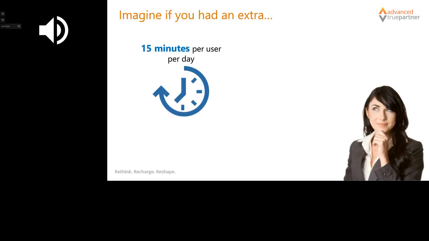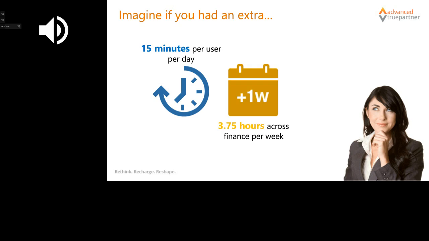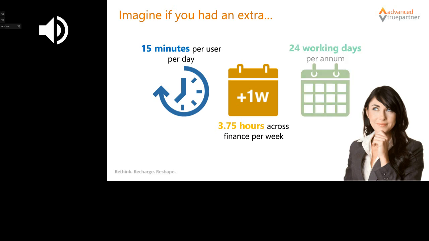So just to leave you with a little bit of food for thought before we go into a demo from Guy. Imagine if you had an extra 15 minutes per day to be able to complete tasks. That gives you an extra 3.75 hours across finance per week, which equates to 24 working days per annum. I think you'll agree that that is a significant time saving and will allow you to complete other projects that you're looking to do within the business and speeds up the efficiency. So I'm now going to hand over to Guy, who is going to go through a live demonstration for you.